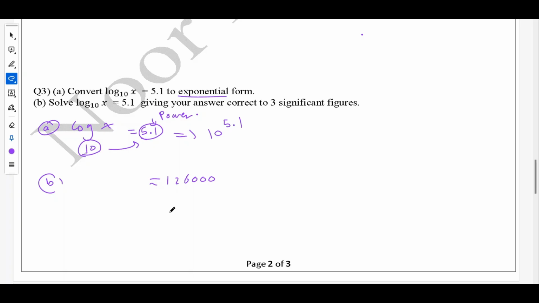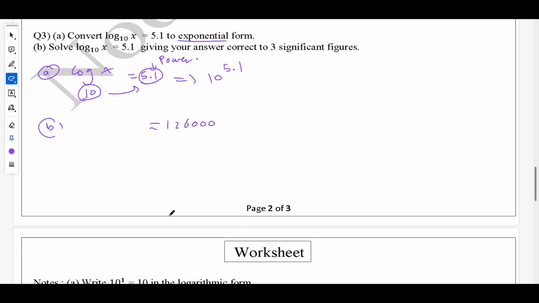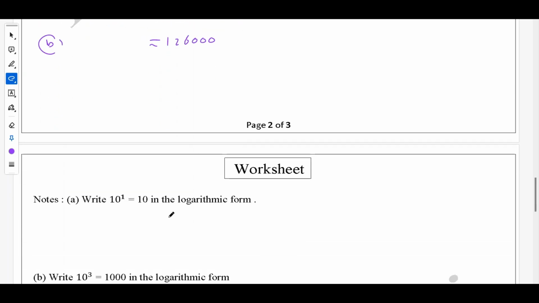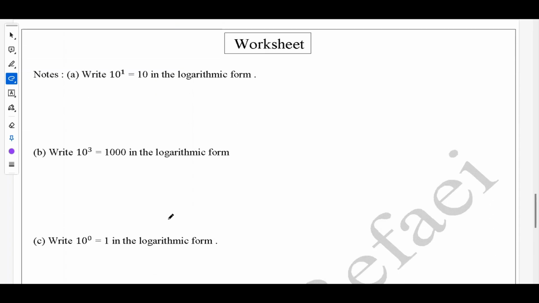Any questions about converting from exponential to logarithm and from logarithm to exponential? Now you have to know that the inverse of the exponential is the logarithm. Any questions, students? Let's move.